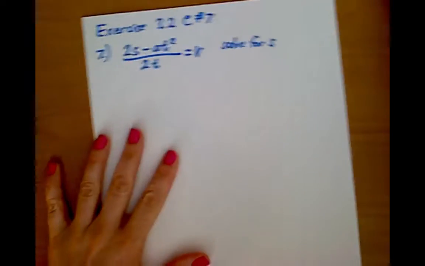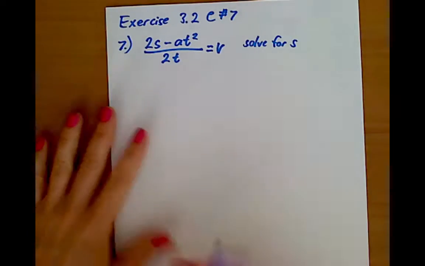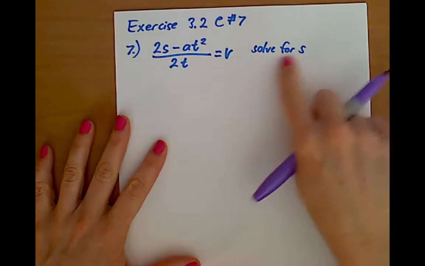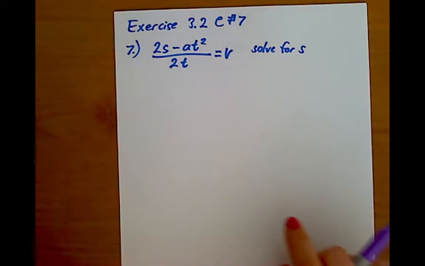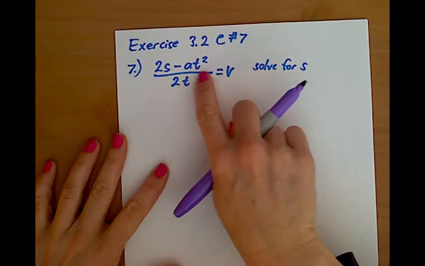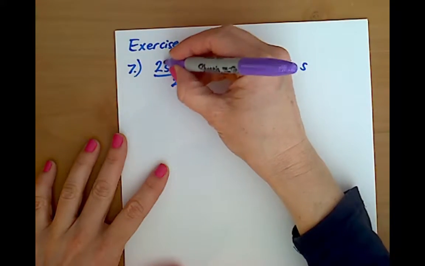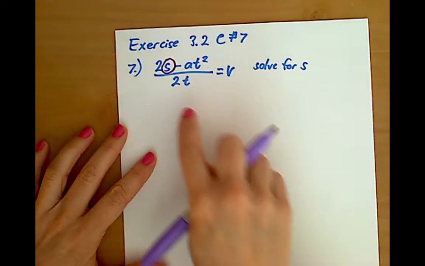Exercise 3.2C, number 7. Now for this one, for 7 through 10, they give us an equation and they ask us to solve for one of the variables, okay? So this one, number 7, we have 2s minus at squared over 2t is equal to v, and we're going to solve for s. So this is what we're solving for right here.